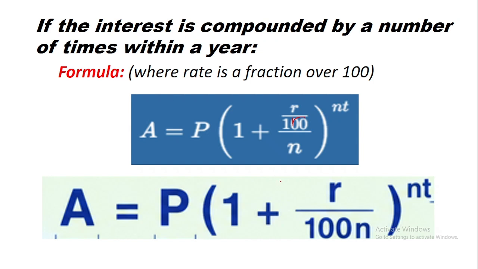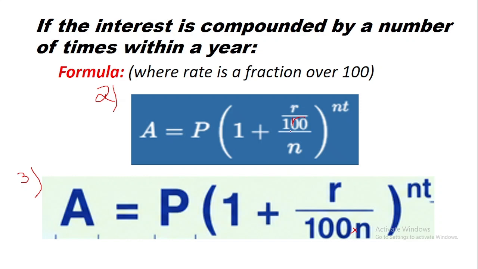Another way of writing it, if you want to, you could have R over 100 times N, and you would have to divide the rate, not the decimal, but whatever the rate is, over 100 times N. So if you are comfortable using any one of these formulas, you can. These three formulas right here, 1, 2, and 3, they are the same. They are not different formulas, they're just represented differently. So you can choose which one you prefer based on how you prefer to work.